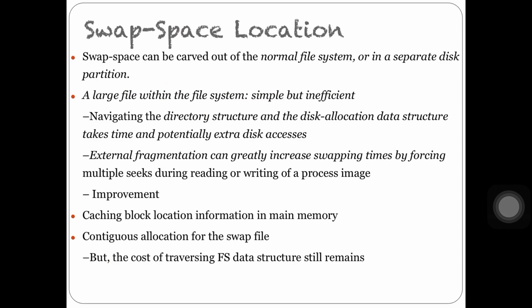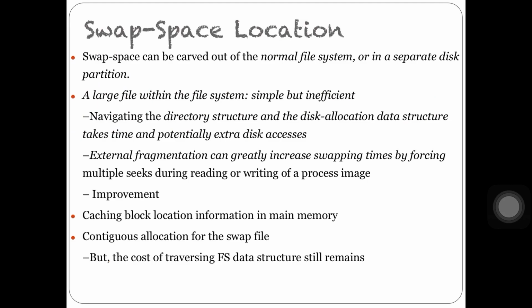Next we will see the swap space location. Now the swap space can reside in two places. Swap space can be carved out of the normal file system, or it can be in a separate disk partition. You can store it in these two places. If the swap space is simply a large file within the file system, normal file system routines can be used to create it, name it, and allocate its space.